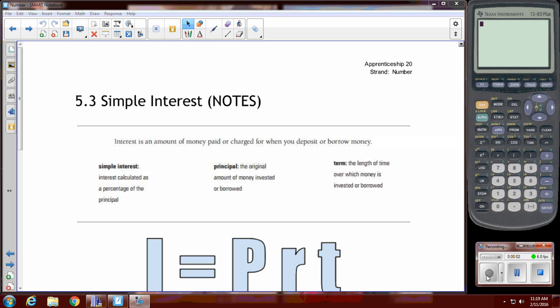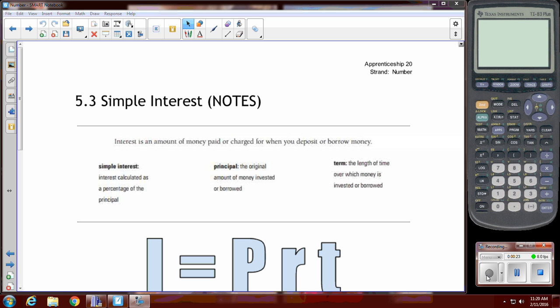Now that we've talked about comparing different types of savings accounts or bank accounts at banks, we're going to move into how banks actually reward us for saving money with them, or how banks charge us if we're going to borrow money from them. And this is done through two ways. There's simple interest and compound interest. Today we're going to look at how simple interest works.